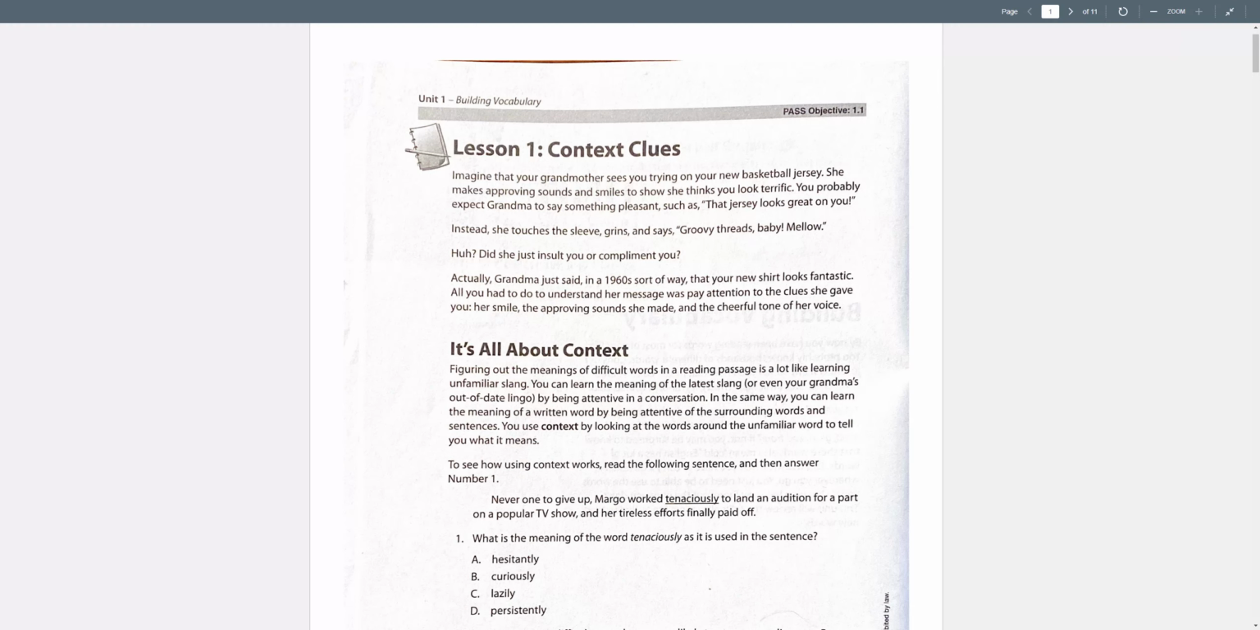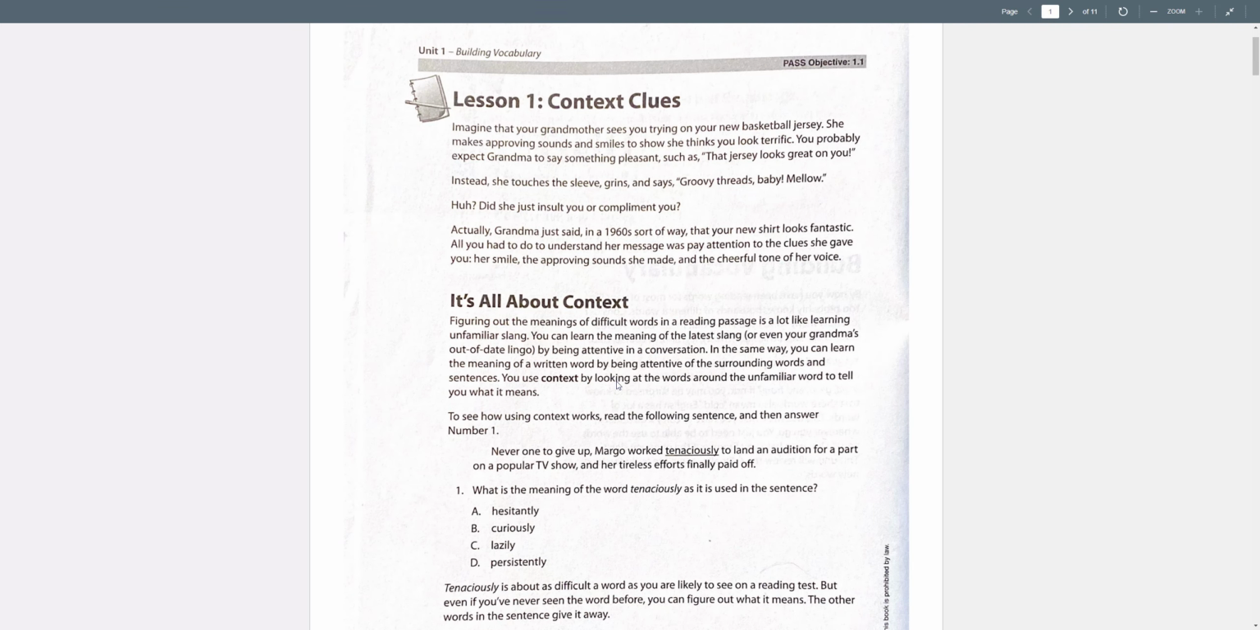Figuring out all the meanings of difficult words in a reading passage is a lot like learning an unfamiliar slang. You can learn the meaning of the latest slang, or even your grandma's out-of-date lingo, by being attentive in a conversation. In the same way, you can learn the meaning of a word by being attentive of the surrounding words and sentences. Okay, so this right here will be the first word we use.